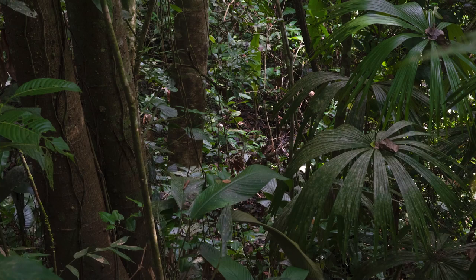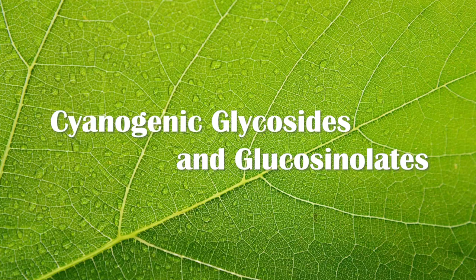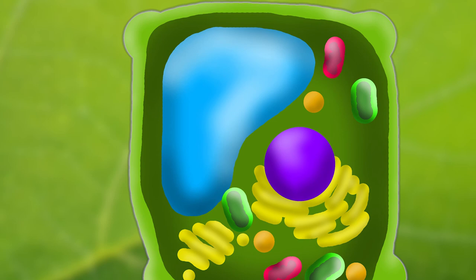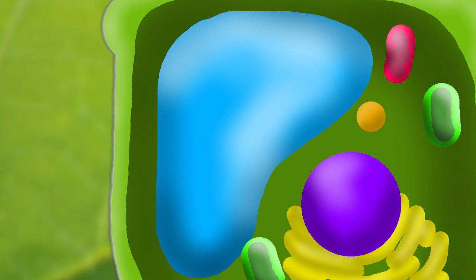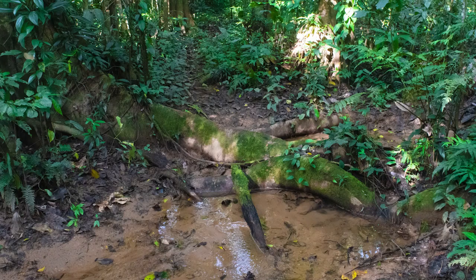Beyond these three main types of toxins, plants also use other secondary metabolites. Some, like cyanogenic glycosides and glucosinolates, are stored in the vacuole of plant cells and then released when they are broken down by the herbivore, causing inflammation, salivation, or in the case of cyanide, blocked cellular respiration, which, you know, is pretty bad usually. Other kinds of secondary metabolites are a bit rarer.